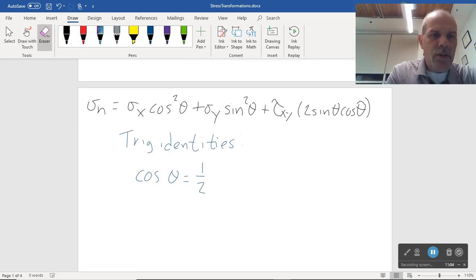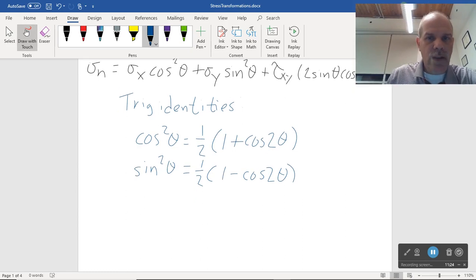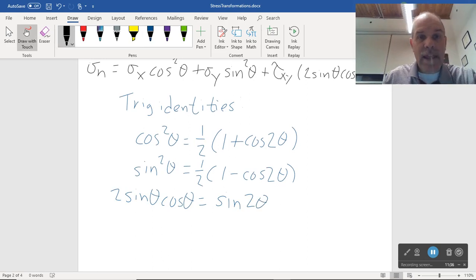I'm going to make that square look a little better. It didn't come out the way I liked it to. But cosine squared theta is 1/2 of 1 plus cosine 2 theta. Sine squared theta is 1/2 of 1 minus cosine 2 theta. And 2 sine theta cosine theta is equal to sine 2 theta. And now we can start substituting these things into the equation that I have above, right? I'll get rid of cosine squared, and instead I'll have cosines and sines of the double angle.